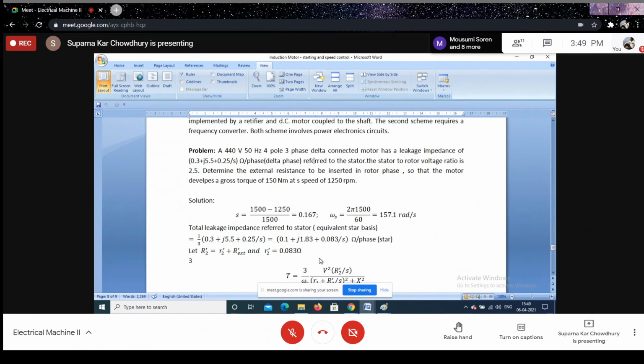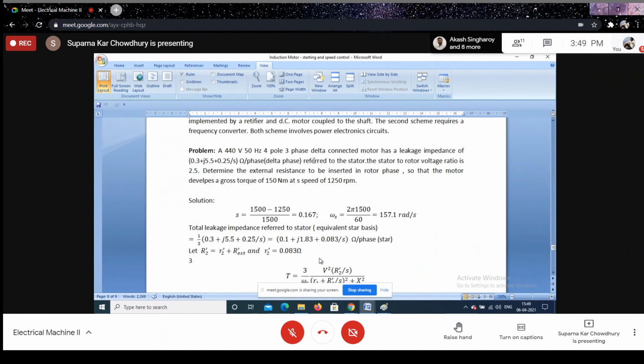The motor is delta connected, referred to the stator side. The stator to rotor voltage ratio is 2.5. Determine the external resistance to be inserted in the rotor circuit so that the motor develops a gross torque of 150 Newton meter at a speed of 1250 RPM.